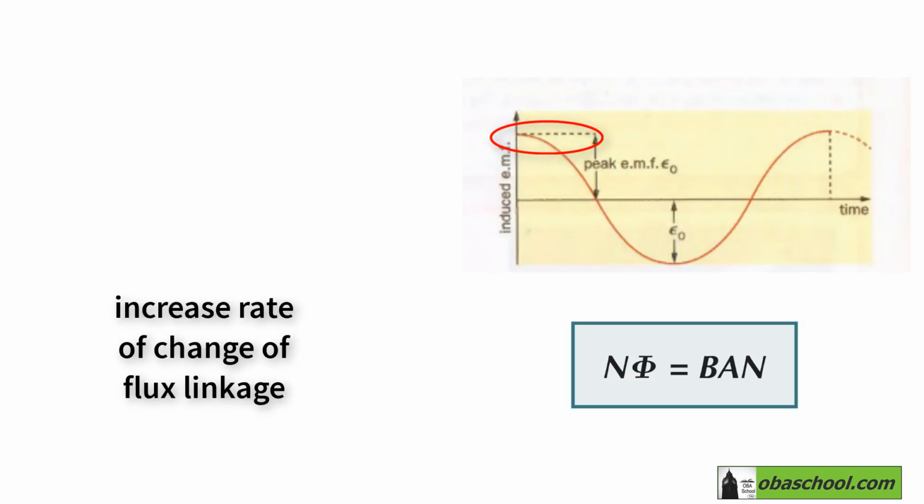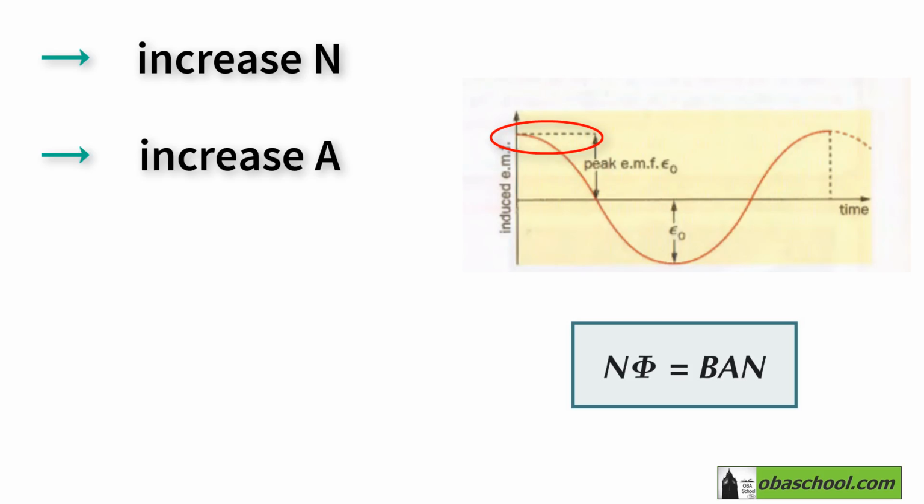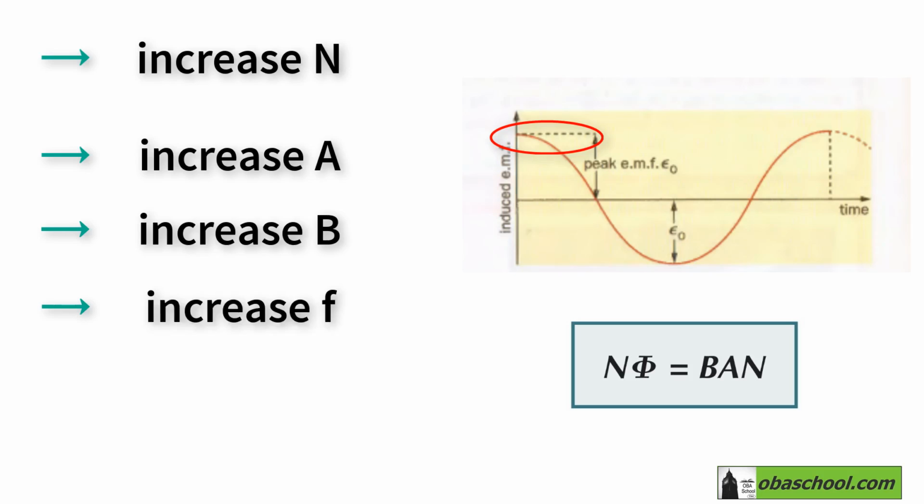Now the question is, how can we increase the size of the peak electromotive force? We must increase the rate of change of the flux linkage of the coil as it spins in the magnetic field, either by using a coil with more turns, or using a coil with larger cross-sectional area, or we can increase the strength of the magnetic field, or increase the frequency of rotation of the coil.